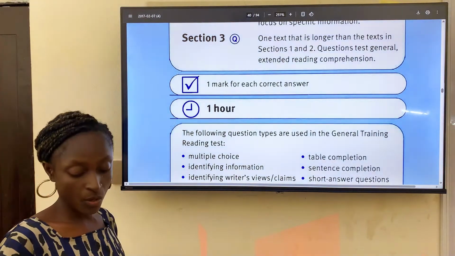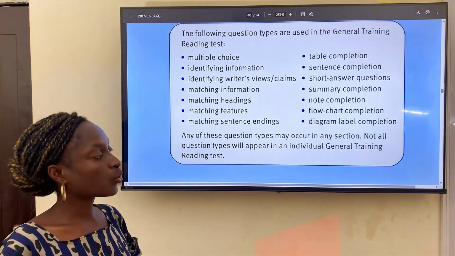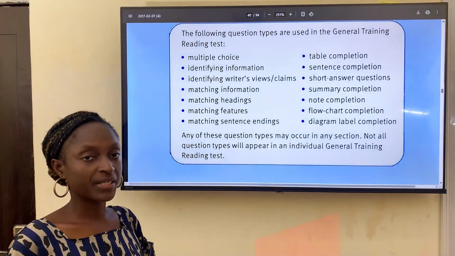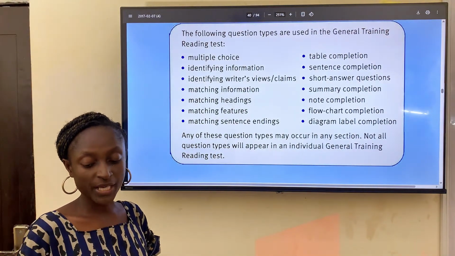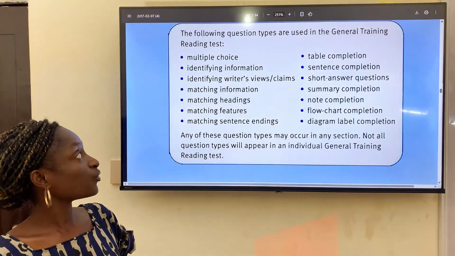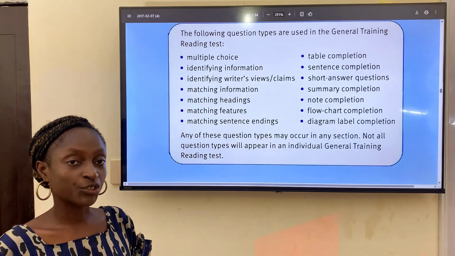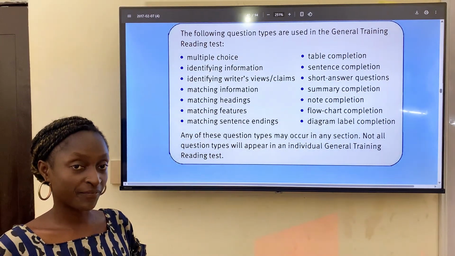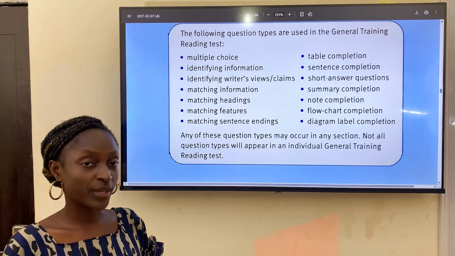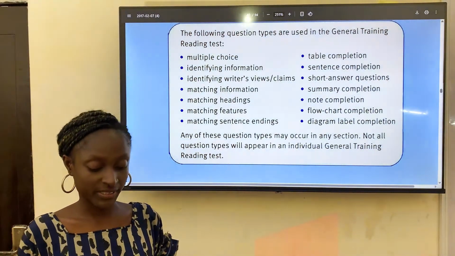Now, we are going to look at the common question types under the reading test. Okay, so the first question type is multiple choice. Multiple choice, like we know, is also known as OBJ or objective test, and we have to choose between different options or alternatives A, B, C, or D.